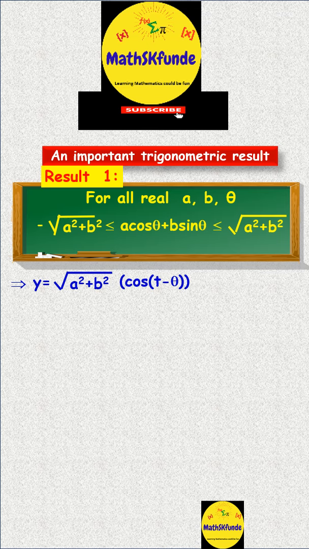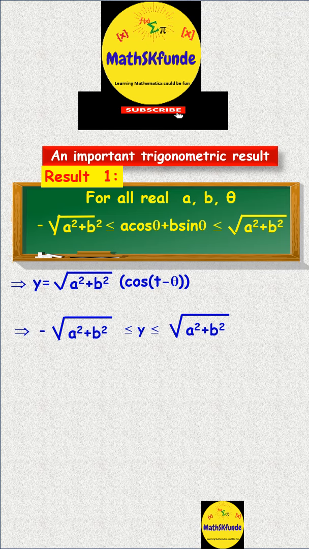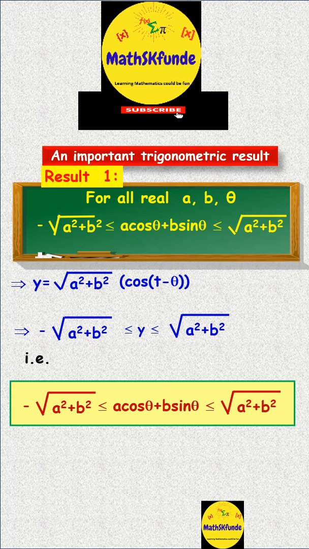Now what about cos t minus theta? That always lies between -1 and 1, and hence this leads to y lies between minus under root a square plus b square and plus under root a square plus b square. And what was y? Substitute that back, and that gives me a cos theta plus b sin theta always lies between minus under root a square plus b square and plus under root a square plus b square, and this completes our proof.